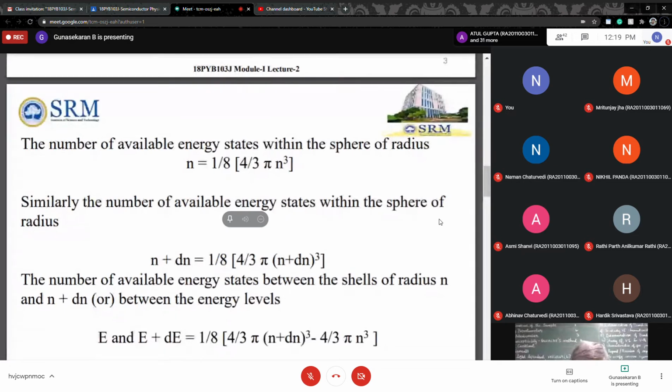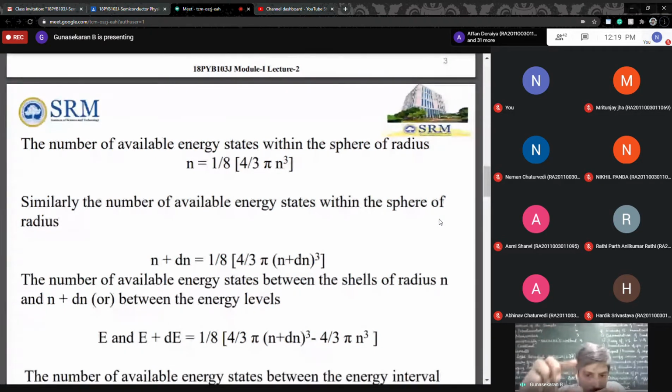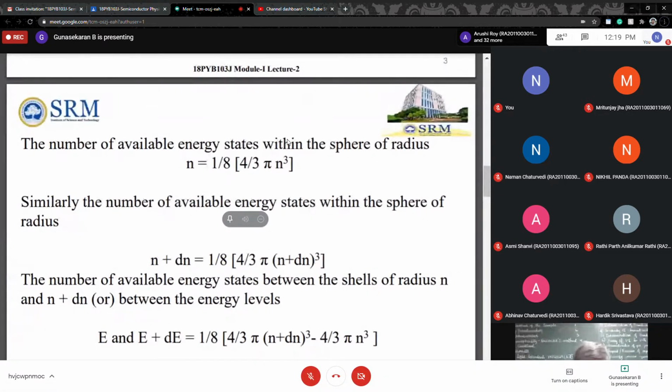The shells of radius n and n plus dn lie between the energy levels E and E plus dE. So, for example, I subtract these two things. That gives the number of available energy states between n plus dn and n, which is equal to the number of available energy states between the energy levels E and E plus dE. Do you understand this? Yes.